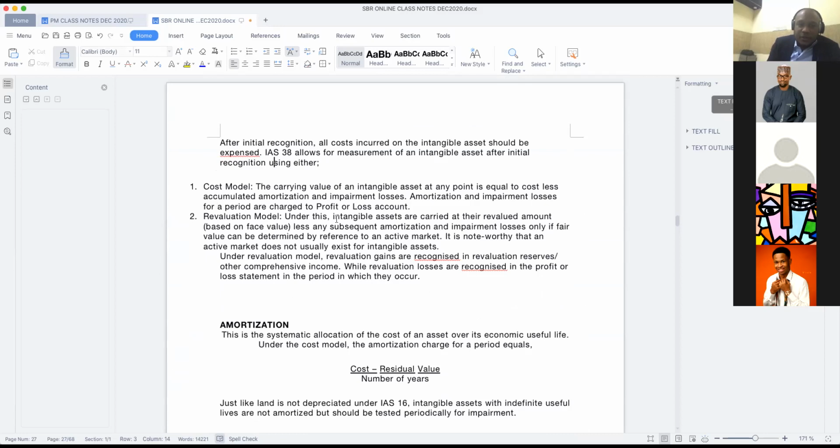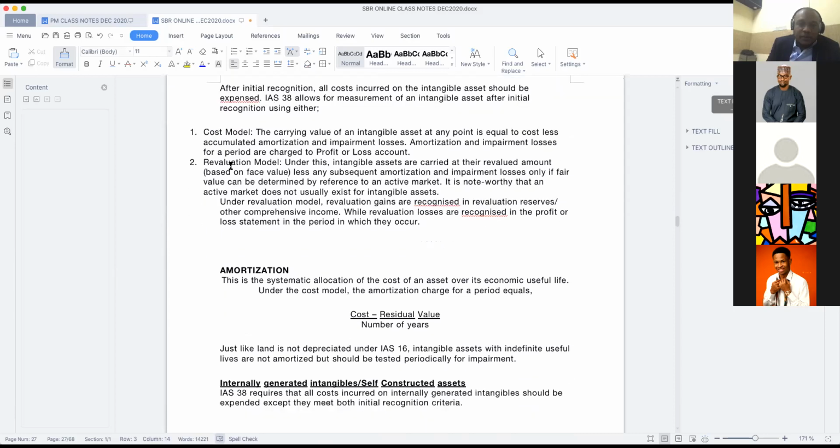The value of an intangible asset at any point is equal to the cost less accumulated amortization and impairment losses. Amortization and impairment losses for a period are charged to profit or loss. Okay, so the revaluation model. Under this, the intangible assets are carried at their revalued amount based on the fair value less any subsequent amortization and impairment losses.